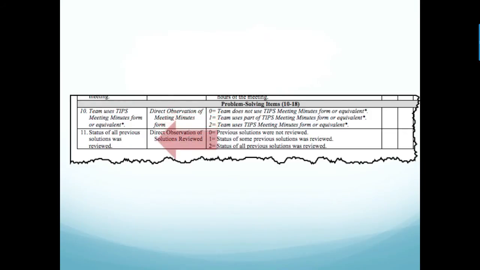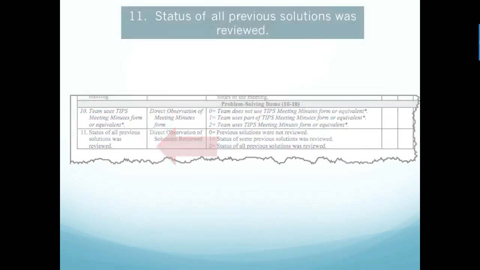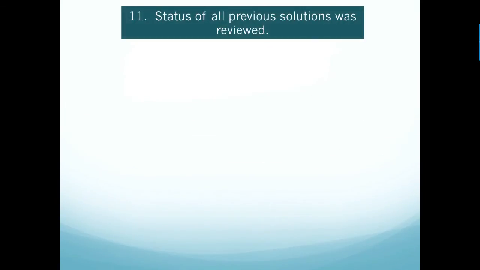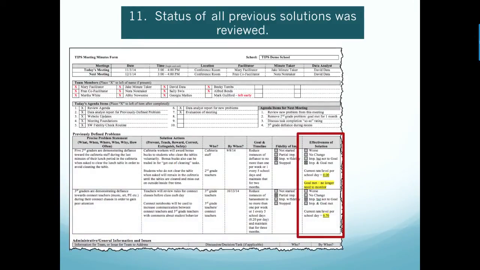Next is item number 11. This is the status of all previous solutions was reviewed. For example, all your old problems were discussed and the effectiveness of your solutions was identified. You can find documentation of this on your TIPS meeting minute form.